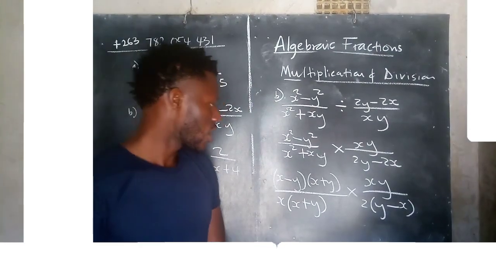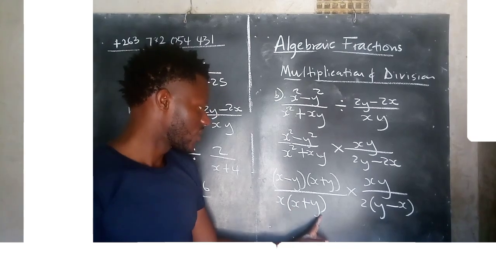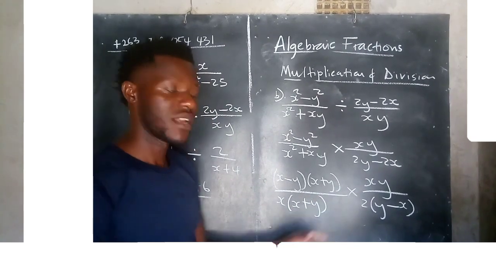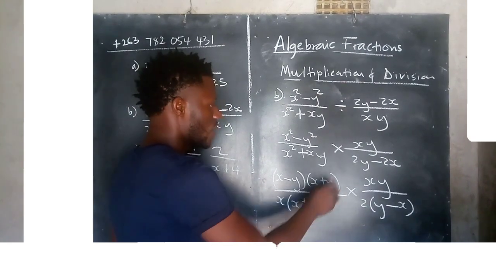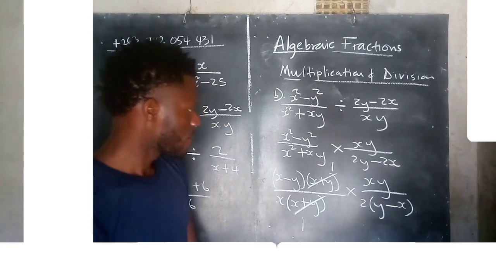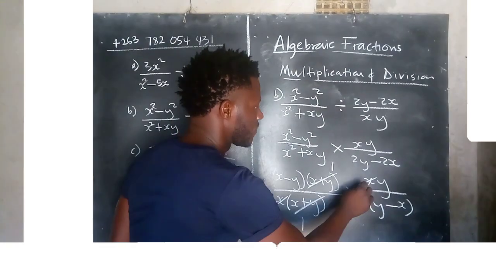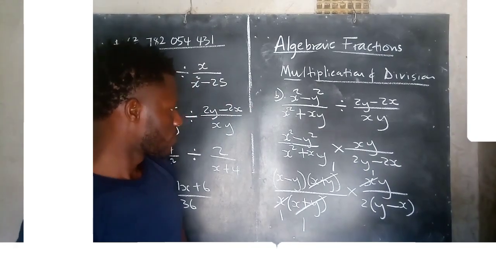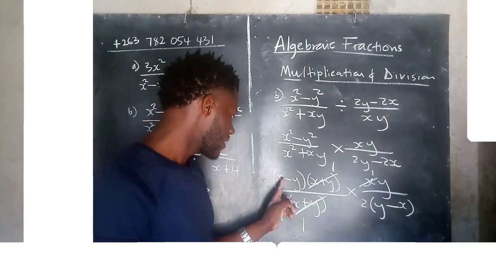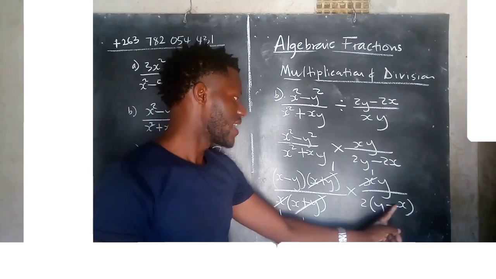Alright, let's cancel out similar brackets. x plus y and x plus y, they are similar, so they can cancel to give us 1. This x outside brackets can reduce by this x. How about these two brackets? x minus y, y minus x.